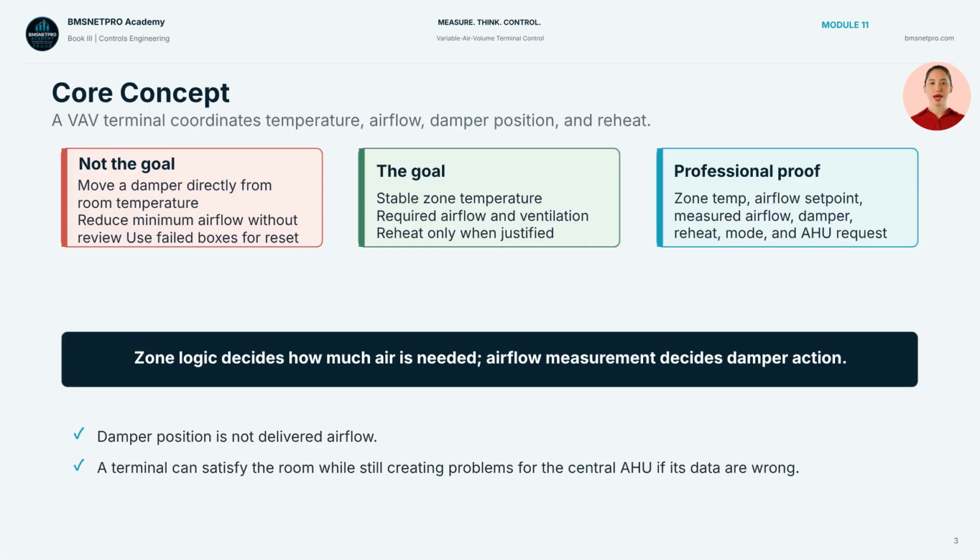The core concept is that the VAV box coordinates multiple decisions. Zone temperature determines how much air is needed. The airflow loop uses measured airflow to move the damper. Reheat should be coordinated with heating state, airflow minimum, and discharge limits. Damper position by itself is not delivered airflow. A VAV terminal is successful when temperature, airflow, ventilation, and supervisory demand are all believable.